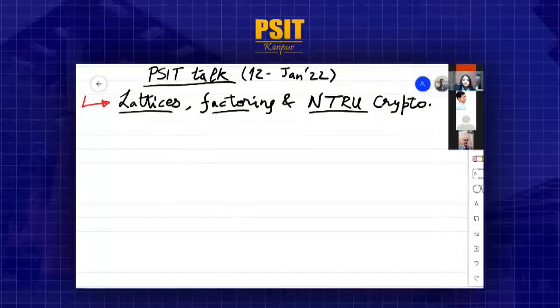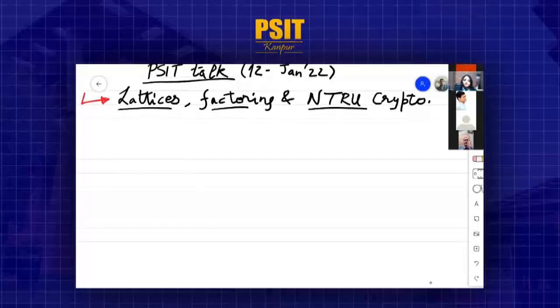So the topic is... I will discuss the basics of lattice theory and maybe see some applications to polynomial factoring, and a famous public key crypto system called NTRU. This NTRU is famous because it's a good substitute to the RSA public key crypto system. Even if quantum computers are built, and even if you can solve the integer factoring problem, this crypto system may still survive, may still be secure. This is an interesting feature of this crypto system.